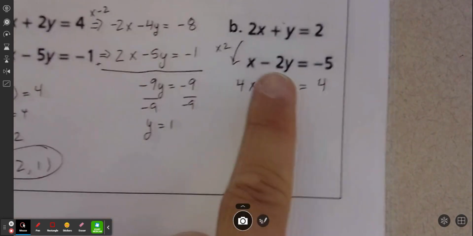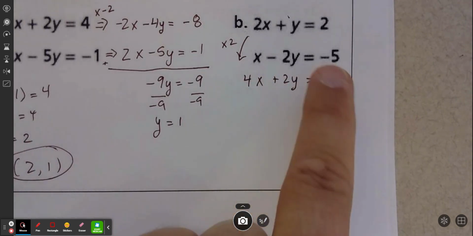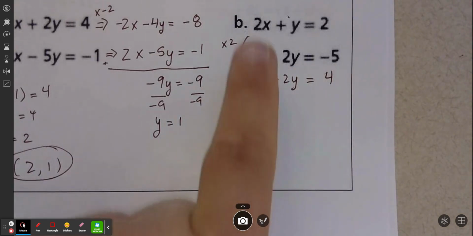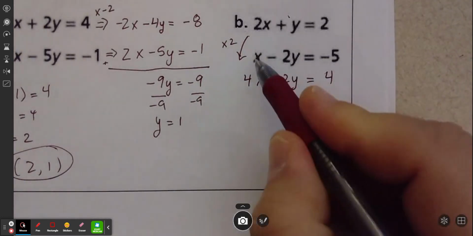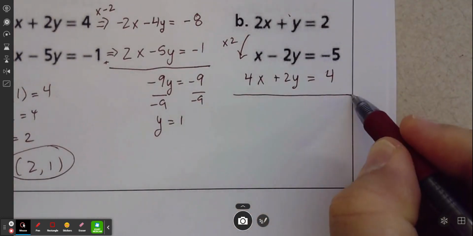You could have multiplied the bottom one by -2, right? To get these to match. Is that what you're saying? You want to get the x's to match? You could have multiplied by -2. Oh, yeah. We're multiplying the top one by 2, so everything gets multiplied by 2. We leave the bottom one alone, so now I'm ready for elimination.